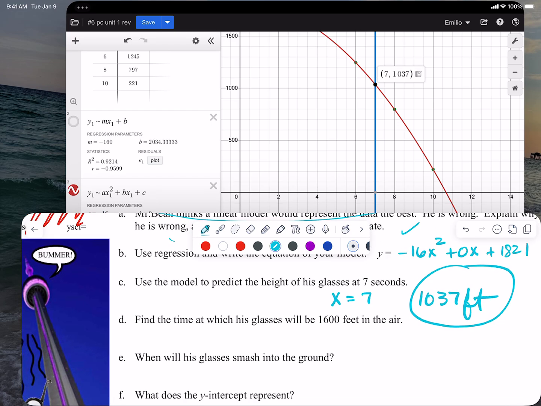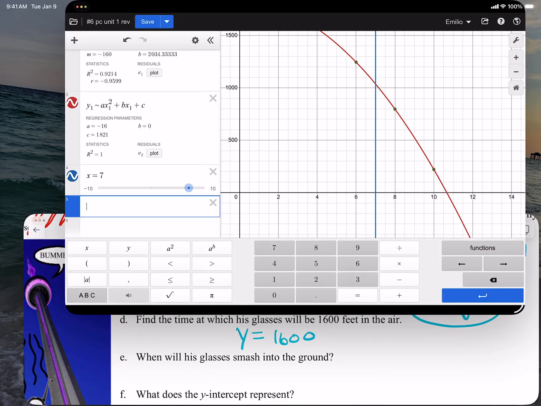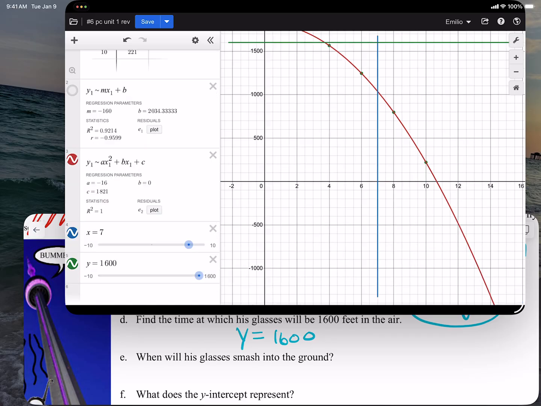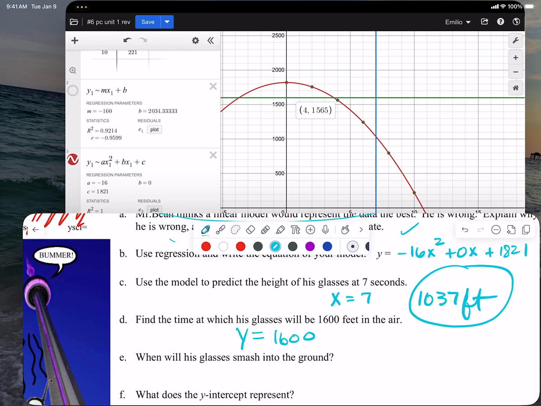Find the time at which his glasses will be 1,600 feet in the air. Well, 1,600 feet represents your y. So instead of doing x equals, we'll come back to Desmos and type in y equals 1,600. Where that crosses the graph, right over here, is at about 4 seconds.